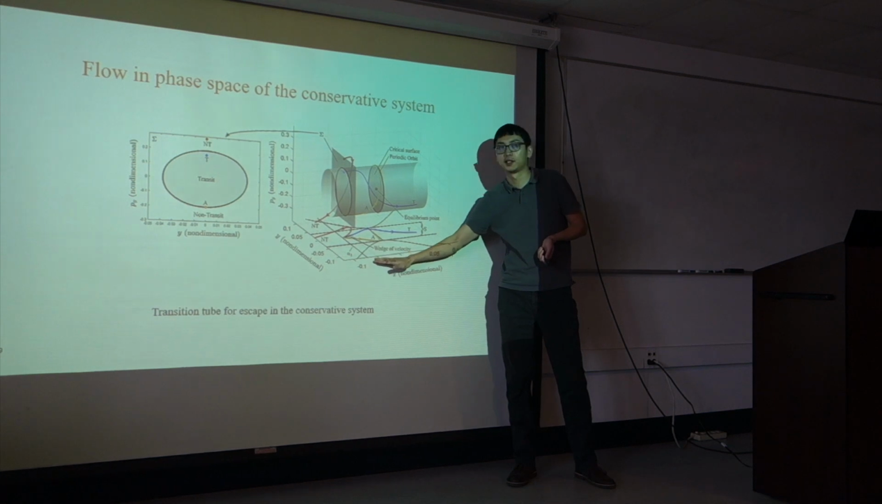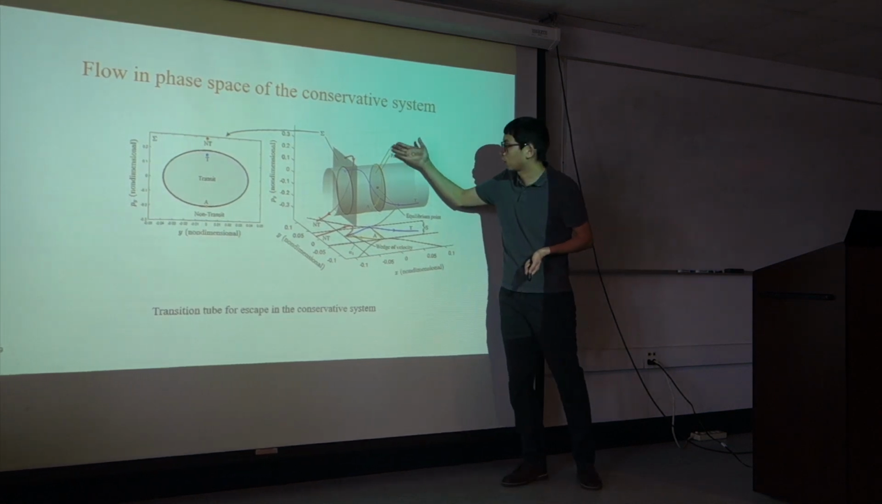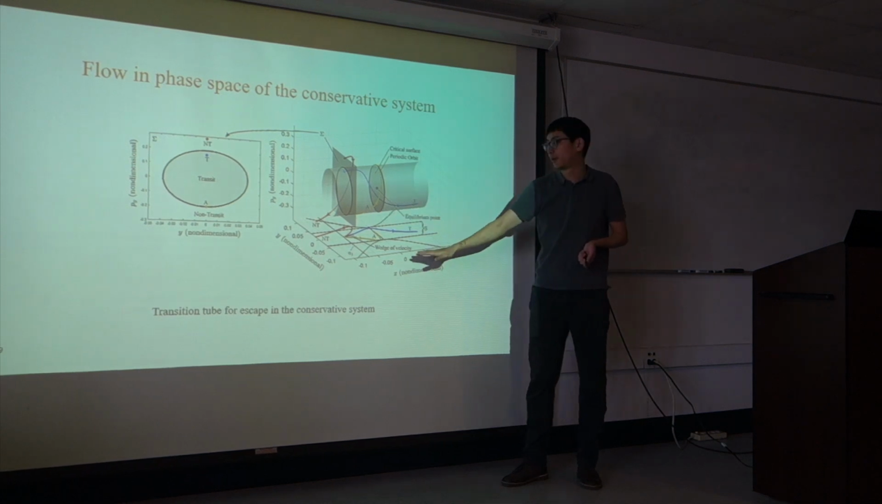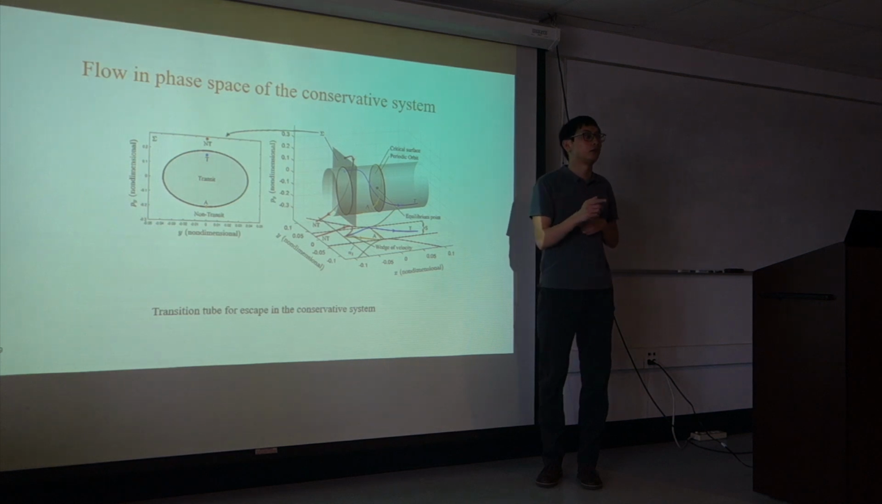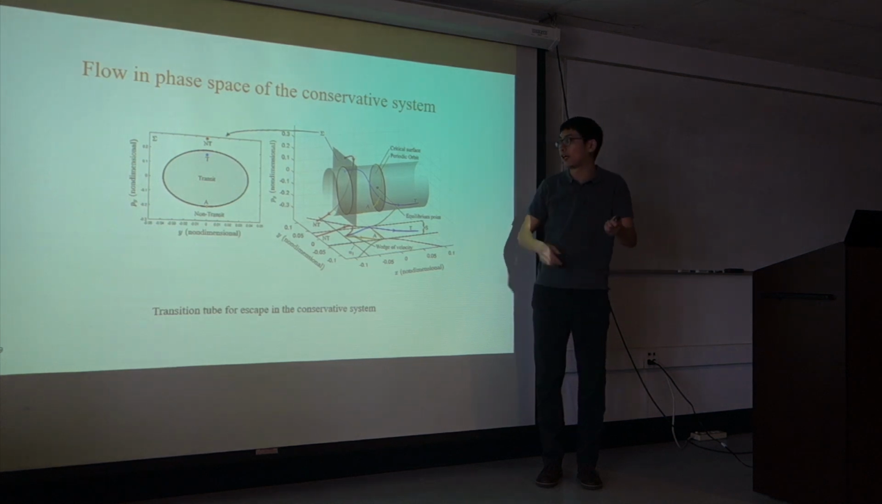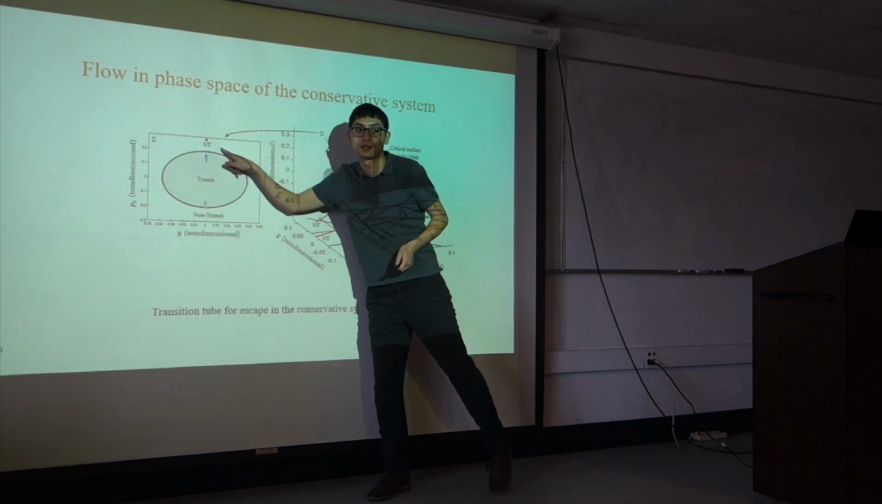Here is the position space. I will discuss it later. For the critical surface, it is vertical to the position space. Here, in order to show how the transition tube works, I select a Poincare section here, and this is the transition boundary on the Poincare section.